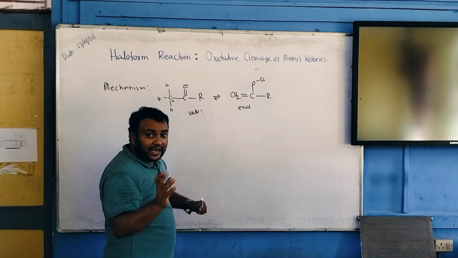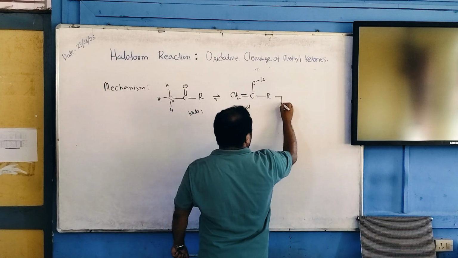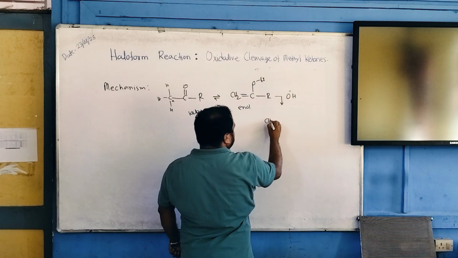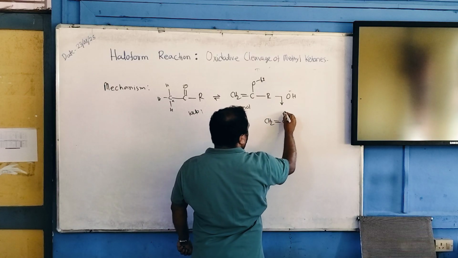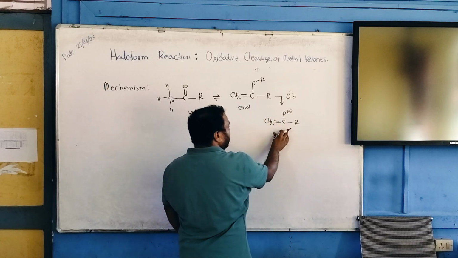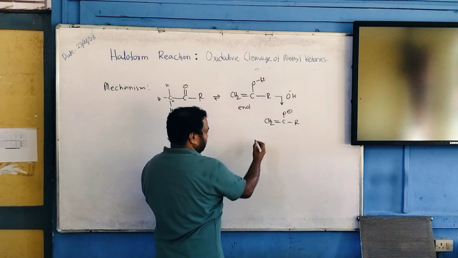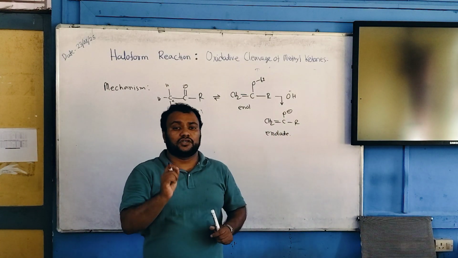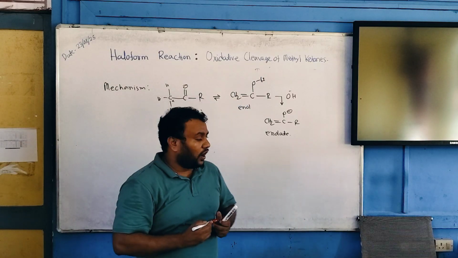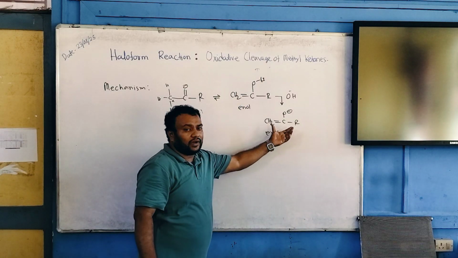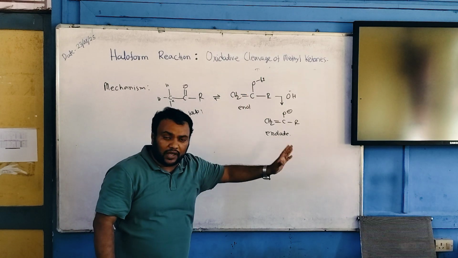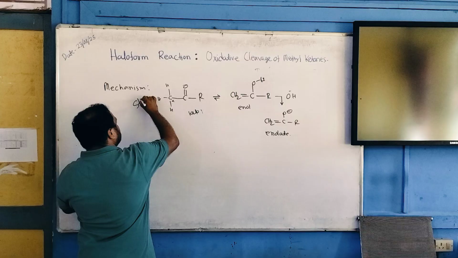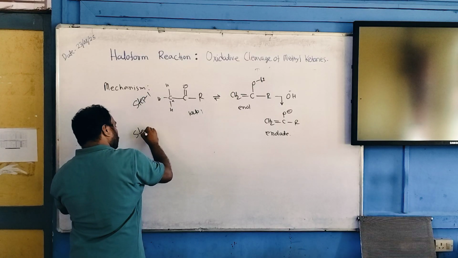But because it is an alkali medium, in alkaline medium you can write it as CH2=C-O minus. This is called enolate, the anion of the enol. This enolate formation is crucial. If you have this enolate, then your haloform reaction will take place. So this is your step 1. Consider as step 1. What is step 2?